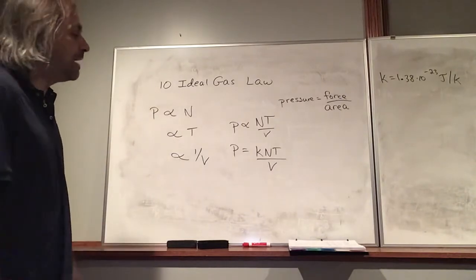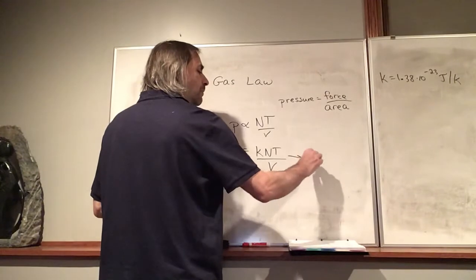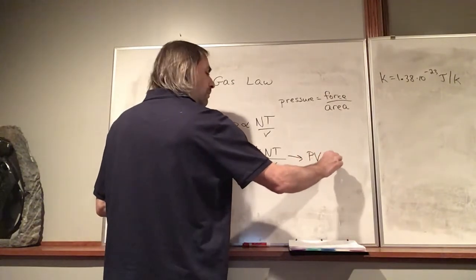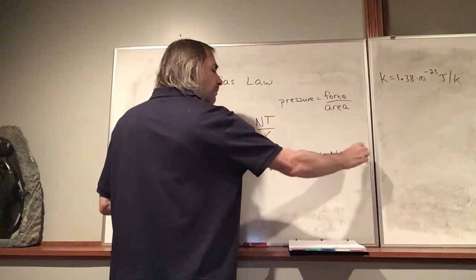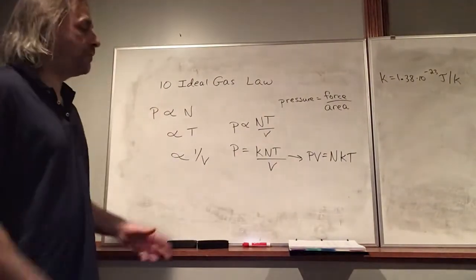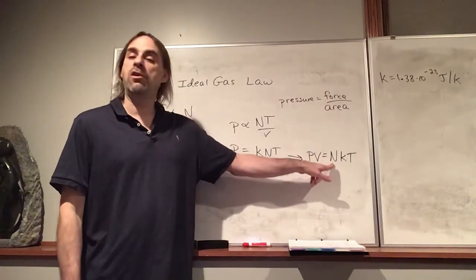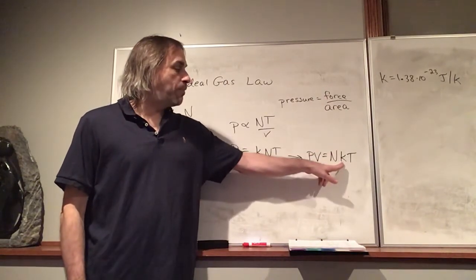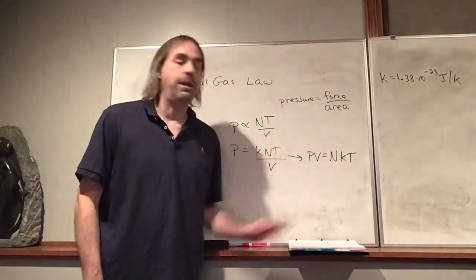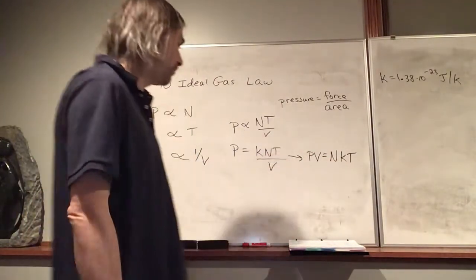Okay. But anyways, this is more commonly written in this form. Just multiply by the volume. So what we have here: P is pressure, V is volume, N is the number of particles, k is Boltzmann's constant, and T is the absolute temperature. It must be in Kelvin.